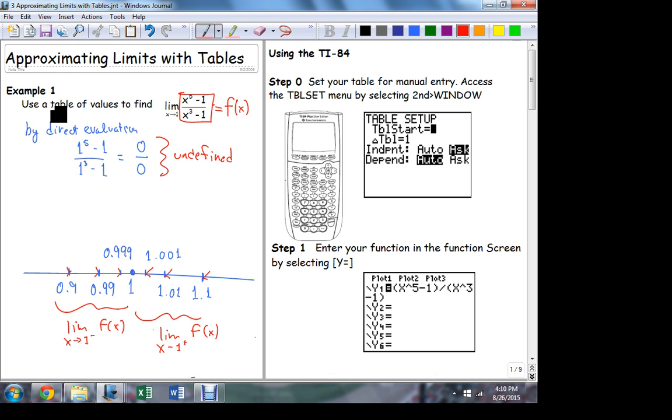So, if you don't have your TI-84s, so where are the guys? Do you have one of these? No. That's a TI-84. You have one of these? 84? Yeah. I know you have one, yeah.